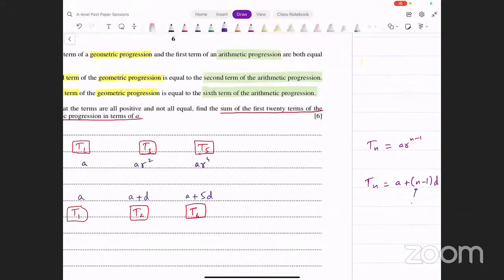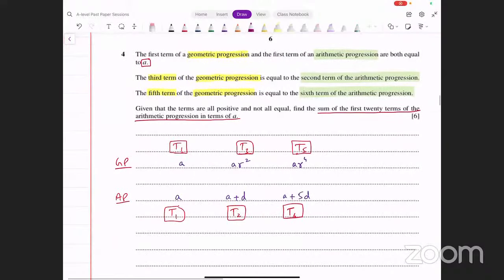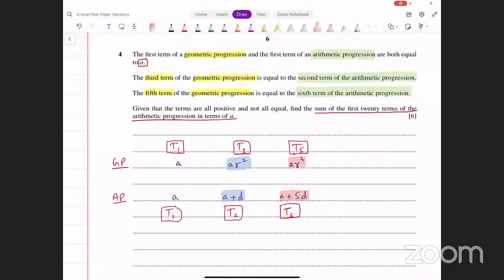अब क्या करेंगे? हम इनसे equations बना लेंगे. Equations कैसे बनेंगी आपके पास? We are just going to equate these terms. जिस तरह उसने कहा हुआ था, हम कहेंगे this term here. Let me use different colors. Yeah. So this term here, AR square, and this term here, A plus D, they should be equal. And AR raised to power 4 and A plus 5D, they should be equal, right? That's what they've stated there. Your terms are equal on each side.